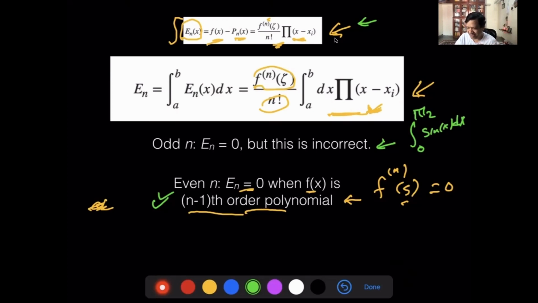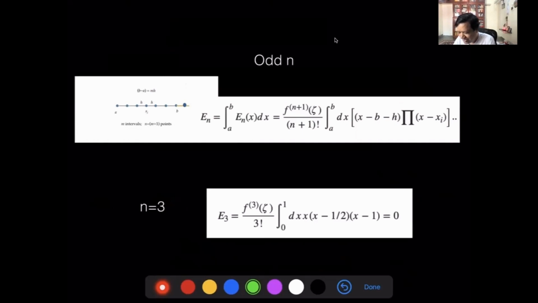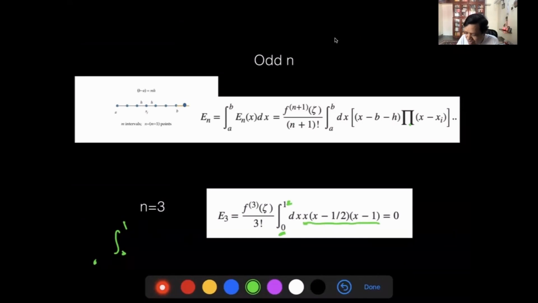So where is the fallacy? Let's try to see. I have an odd number of points, so I'll take n equal to 3 as an example. So 3 points, and I go from 0 to 1, so my interval is 0 to 1. The 3 points will be 0, 1/2, 1, giving x minus 0, x minus half, x minus 1. They're equidistant points. Now this integral is basically 0. Again, you can prove it, but basically this whole thing is odd around half, and for an odd function the integral is 0.